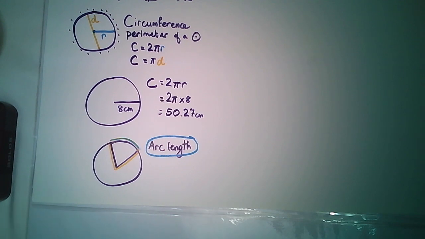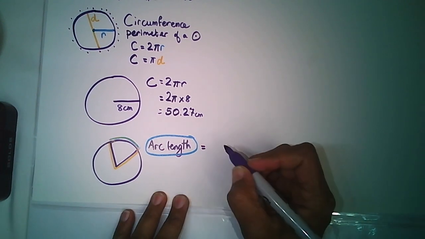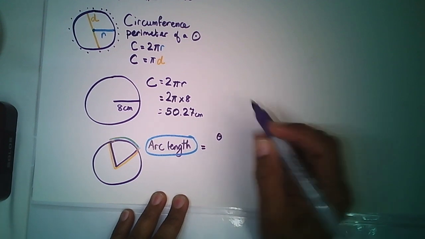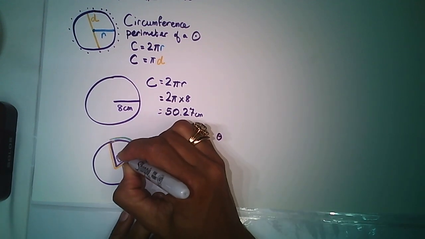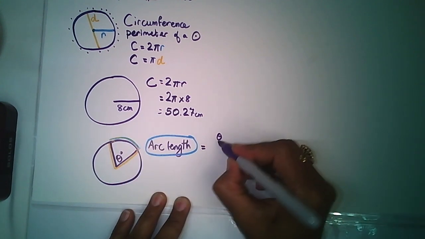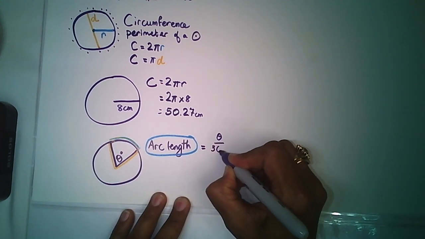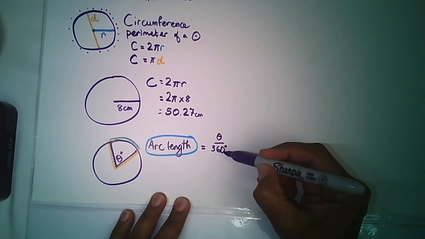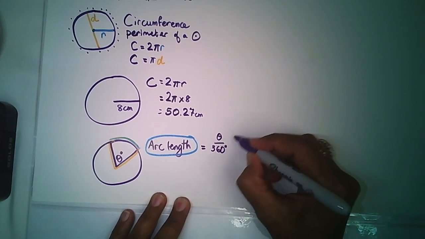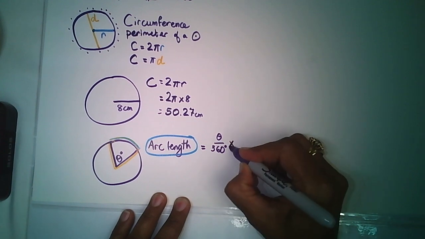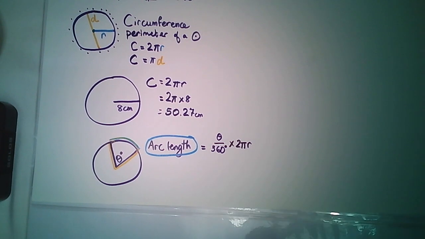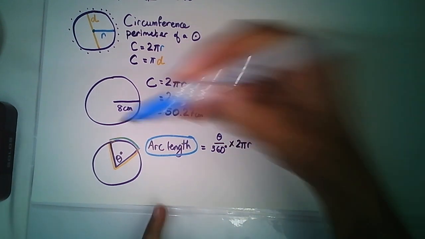To find an arc length, because it's only a piece of a circle, I'm going to say the angle, which I'd have to know or be given, divided by 360 degrees, because I've only got a piece of the circle, and I'm going to multiply that by the same formula which I already know, 2 pi r. So that will give me the arc of my circle.